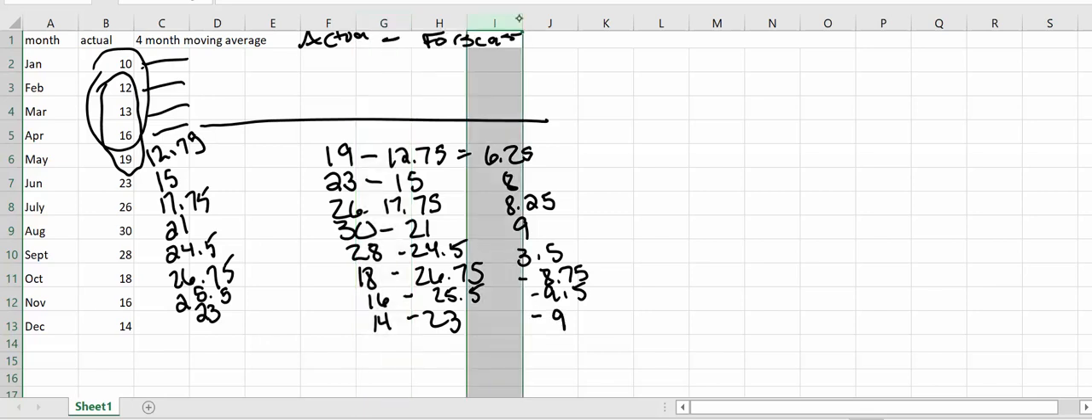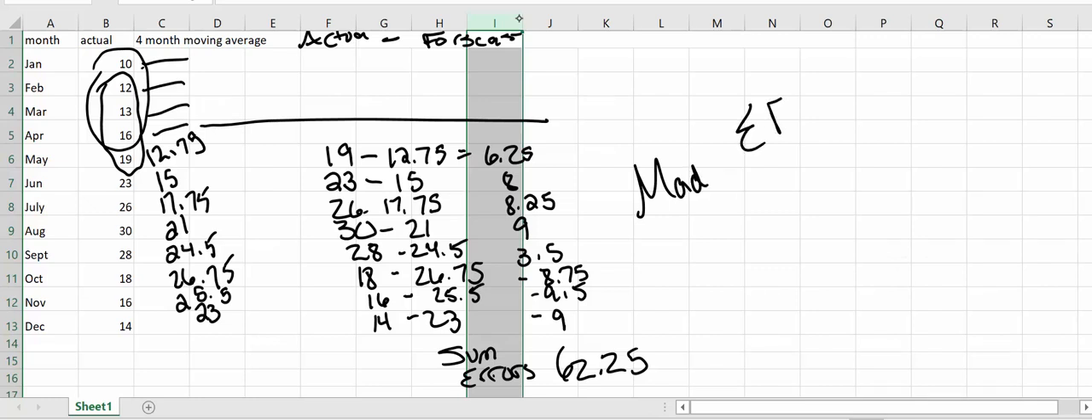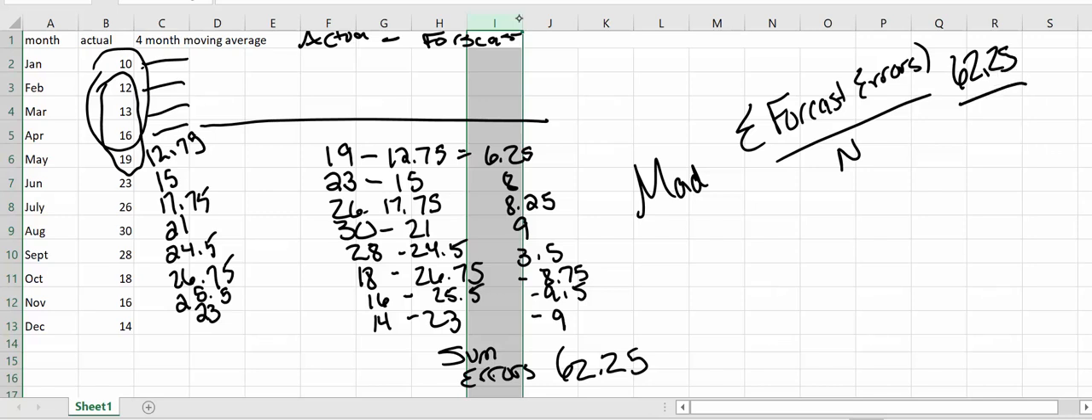Then what we're going to do is we're going to take the sum of our errors. So in other words, we're going to add this column up, and we're going to get 62.25. Now, a lot of students make a mistake, and they think that is the actual answer. It's not. For the MAD, you take the sum of your forecast errors, divide that by n, the number of months that we're talking about. So in this case, we have 62.25. We're going to divide that by 8, which is going to give us 7.78, which is our MAD.